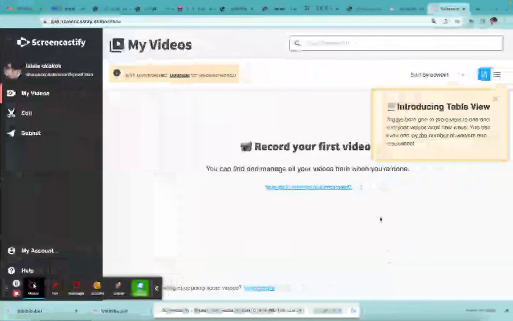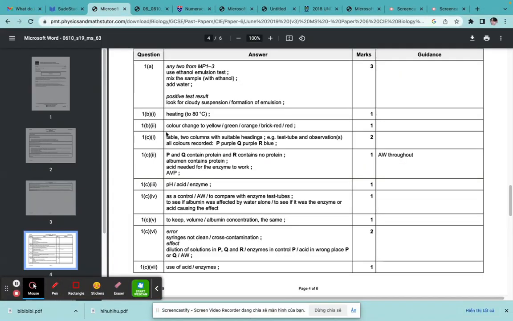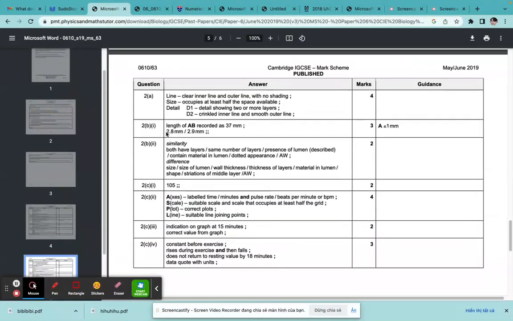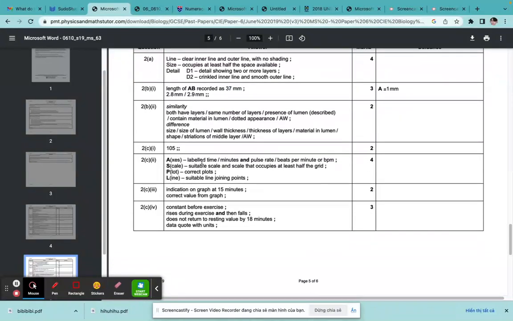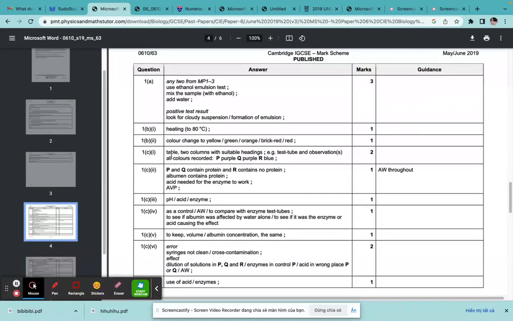This was the problem that beat me up in the math exam as well. Let's see if they are. Yeah, 37 millimeters. 105. Yay!